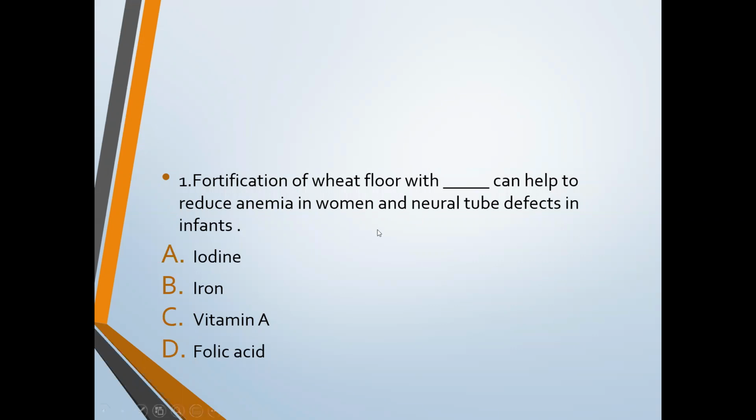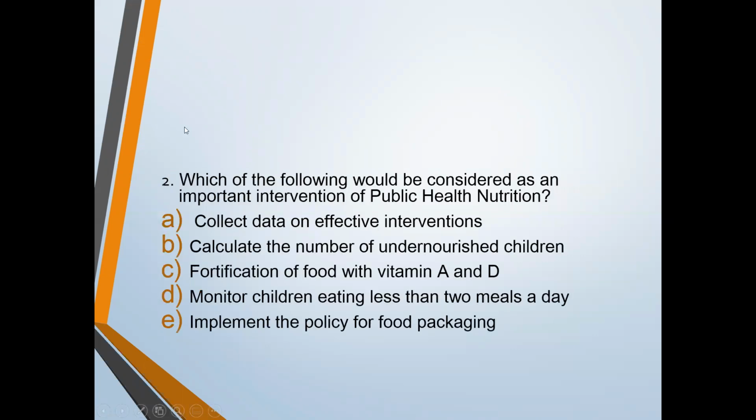Delta, folic acid. Yes, it's delta, folic acid. Second is, which of the following would be considered as an important intervention for public health nutrition? Collecting data on the effective interventions, calculate the number of undernourished children, fortification of food with vitamin A and D, monitor children eating less than 2 meals a day, implement the policy for food packaging.